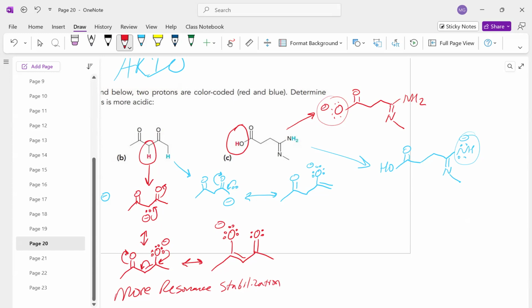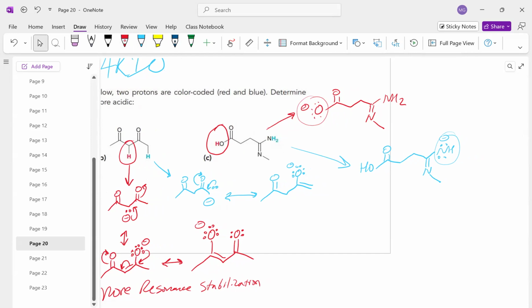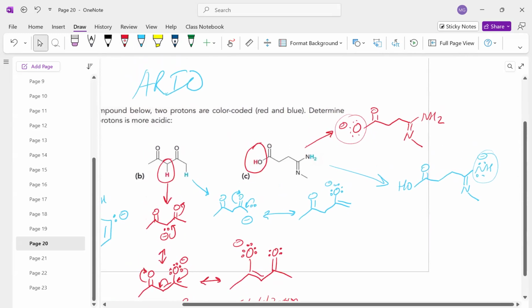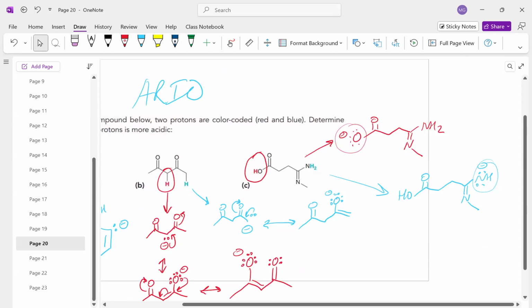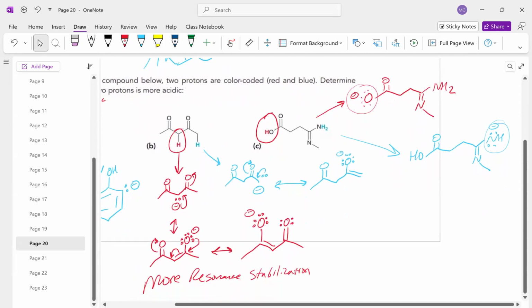Yes, both of them can do resonance. I encourage you to practice this. Both of them, you can show resonance moving the charge to another atom. So maybe try that. Get some practice with resonance. You're going to have to do it on your test. But according to ARIO, this is not an exception. I'm just going to tell you, this is not one of our weird exceptions. That red hydrogen is more acidic because of the difference in atoms.